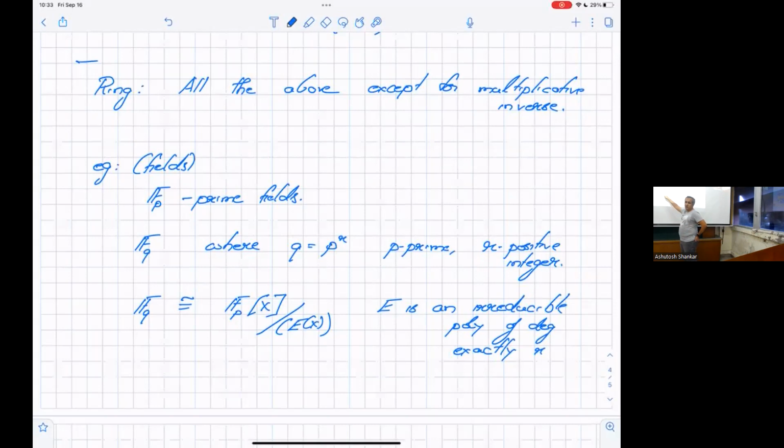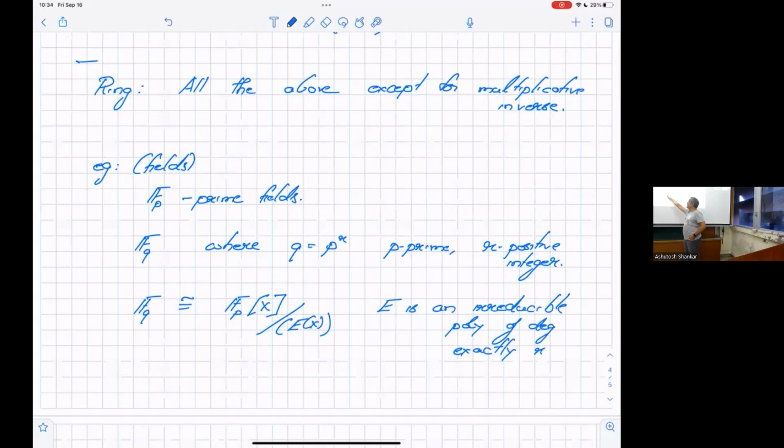Addition becomes very easy. Addition is just polynomial addition. You have two elements of this, you use them as polynomials and just add the polynomials. Multiplication is also the same thing. You use them as polynomials, multiply the polynomials, go mod E(x). What about division?